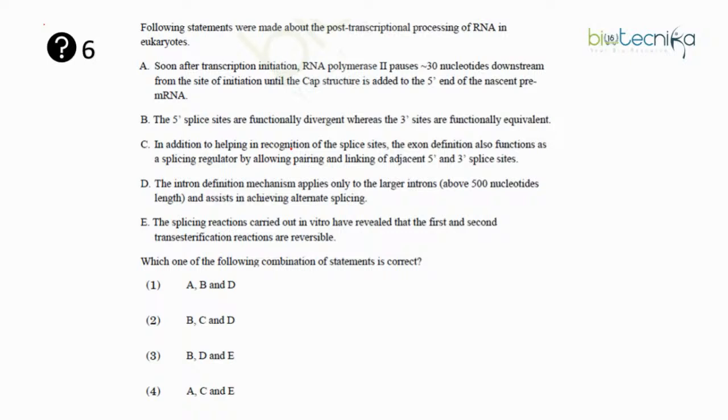Option C: in addition to helping in recognition of the splice site, the exon definition also functions as a splicing regulator by allowing pairing and linking of adjacent 3' splice site and 5' splice sites. The intron definition mechanism applies only to the larger introns and assists in achieving alternate splicing. The splicing reactions carried out in vitro have revealed that the first and the second transient esterification reactions are reversible. So, which of the following combination is correct?